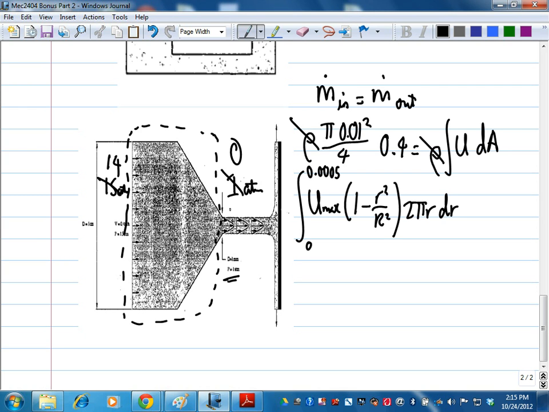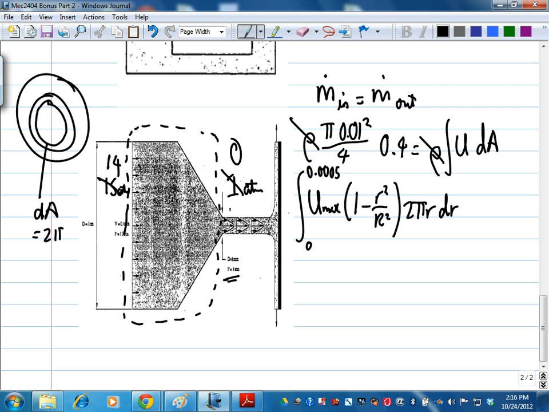Okay? You're okay with that? dA is 2 pi r dr? I talked about that many times. One area can be broken down into one strip, and that strip thickness is dr, and the length is 2 pi r. So that's 1 dA, 1 unit of dA. You integrate from 0 all the way out. So this is a circle, this is the dr. dA is equal to 2 pi r dr. This distance is r. This distance is dr. Is that okay?